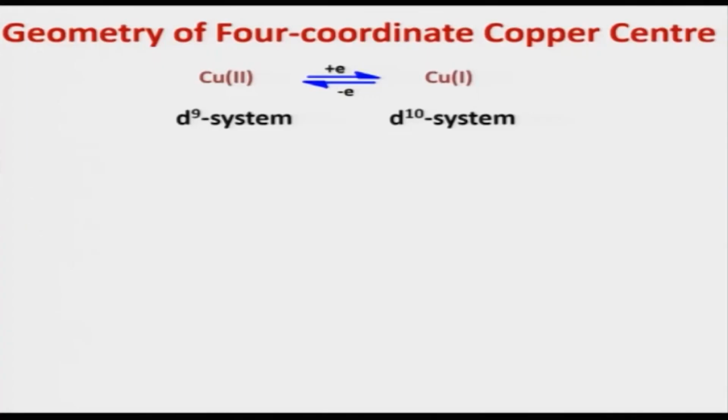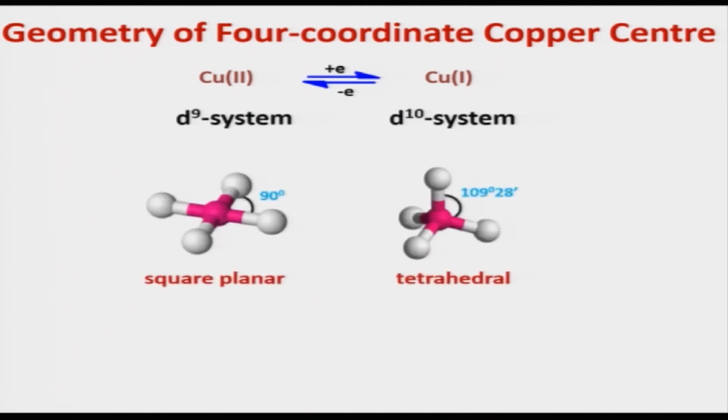Now, we will talk about the geometry preference of 4 coordinate copper centers, where copper 2 and copper 1 interconvert. Copper 2 is a d9 system and copper 1 is a d10 system. As you know, d9 prefers to stabilize a square planar geometry, whereas d10 prefers a tetrahedral geometry, because then the ligand-ligand repulsion is minimized.